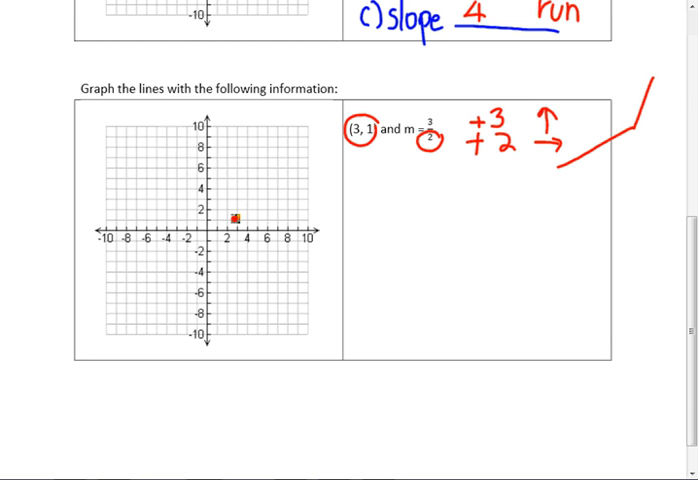Some of you prefer to do the rise first. I prefer to do the run first. That's just me. I don't care as long as you get the right answer. So I'm going to count 1, 2 over, and then 1, 2, 3. Now I want to make sure I'm right, because I could be off on my line a little bit. So I'm going to find another point. I'm going to go over 2, up 3.